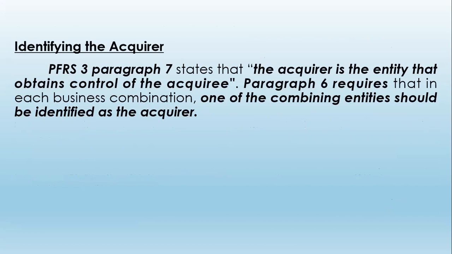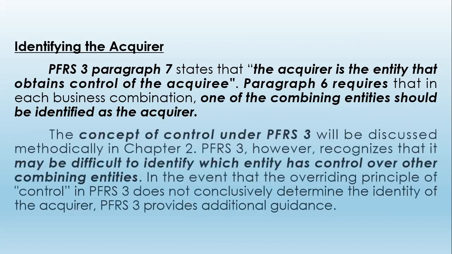Identifying the acquirer. PFRS 3, paragraph 7 states that the acquirer is the entity that obtains control of the acquiree. Paragraph 6 requires that in each business combination, one of the combining entities should be identified as the acquirer. The concept of control under PFRS 3 will be discussed methodically in Chapter 2. PFRS 3, however, recognizes that it may be difficult to identify which entity has control over other combining entities. In the event that the overriding principle of control in PFRS 3 does not conclusively determine the identity of the acquirer, PFRS 3 provides additional guidance.